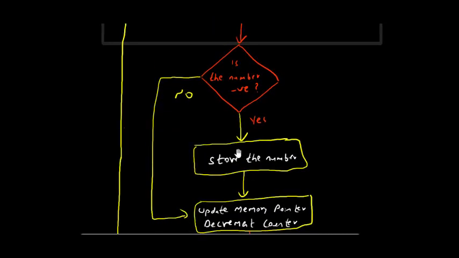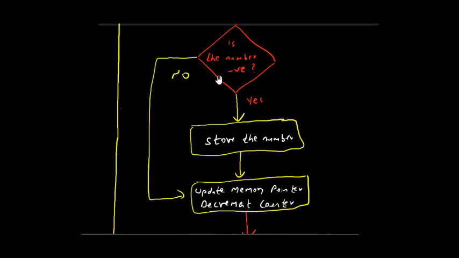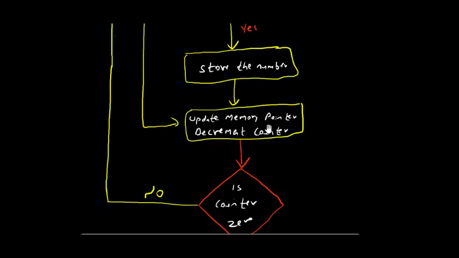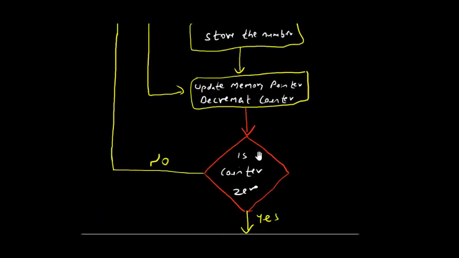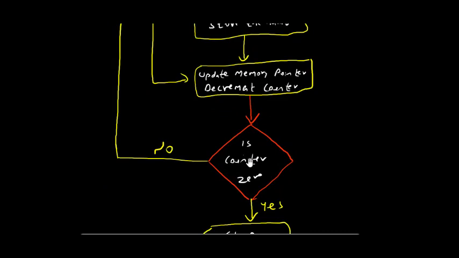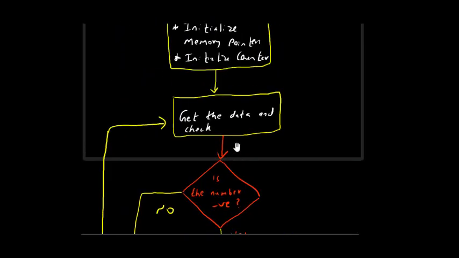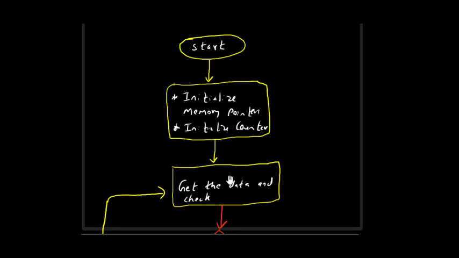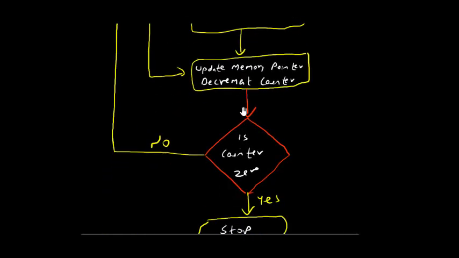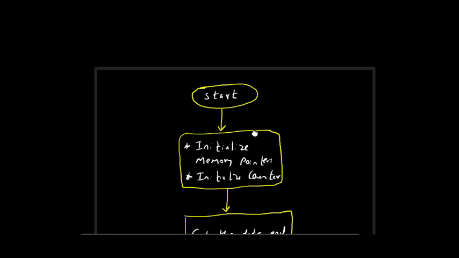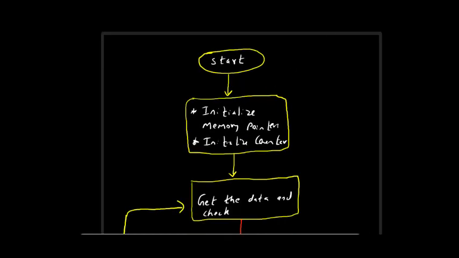If it is negative, then we store it, and if not, we must update the memory pointer and decrement the count. Is the counter 0? If the counter has become 0, we should stop. If it is not, then we must get the next data byte and do the same thing again and again. Now let us see how we write the mnemonics of this particular program.